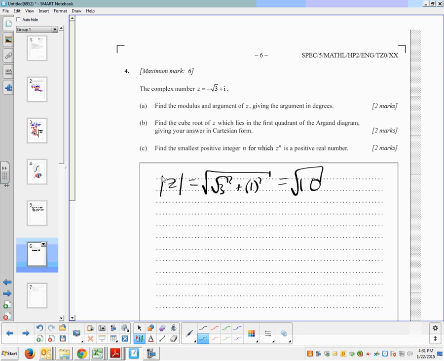So what are we on about? Root 3 squared is not 9. Root 3 squared is 3. That's the root of 3 plus 1, which is root of 4, which is 2. B, find the cube root of Z. Oh, and the argument, sorry. The argument as well. The argument of Z.